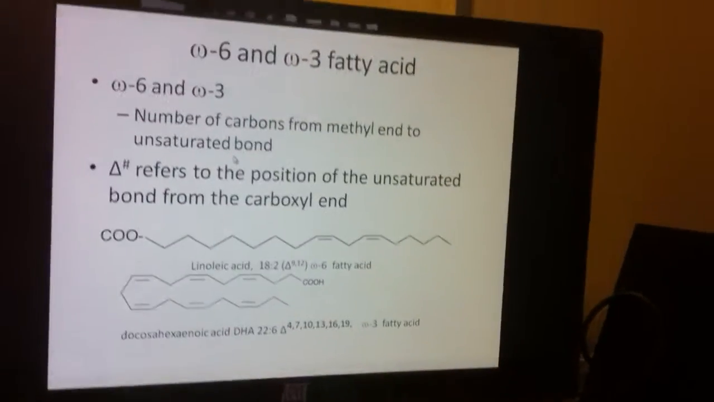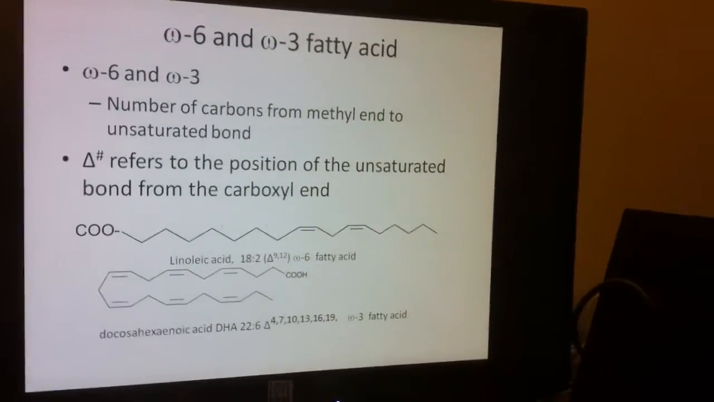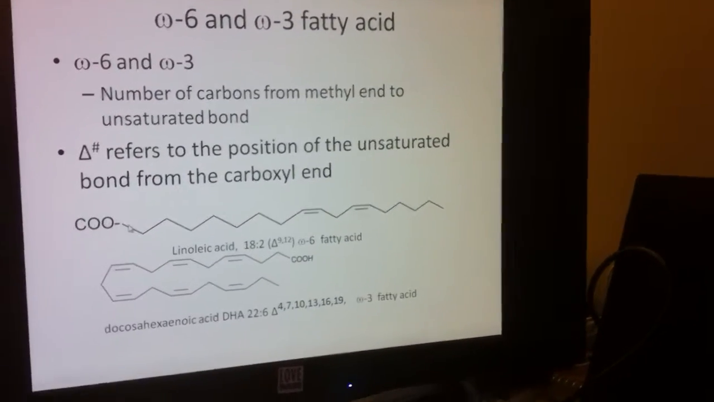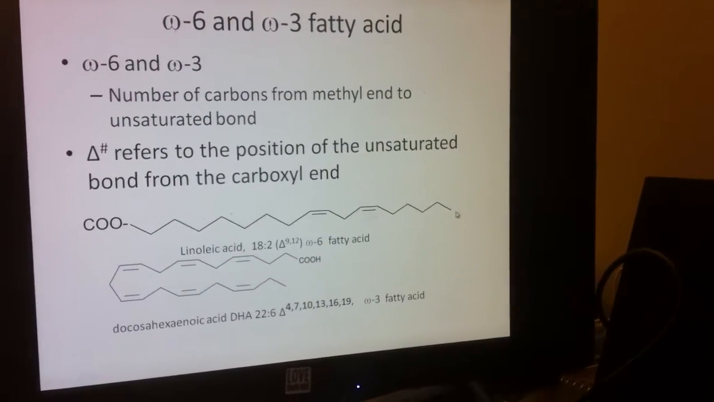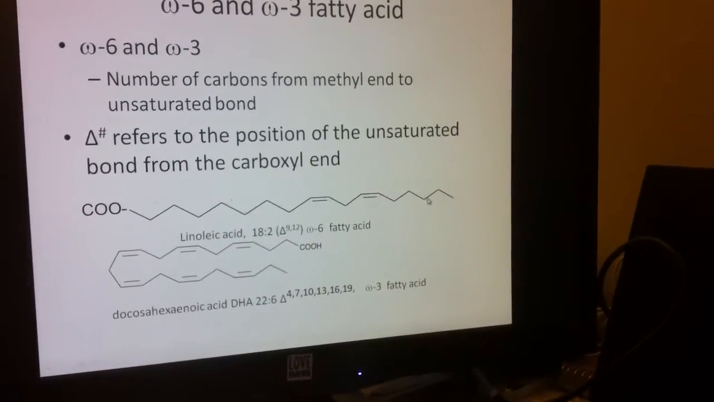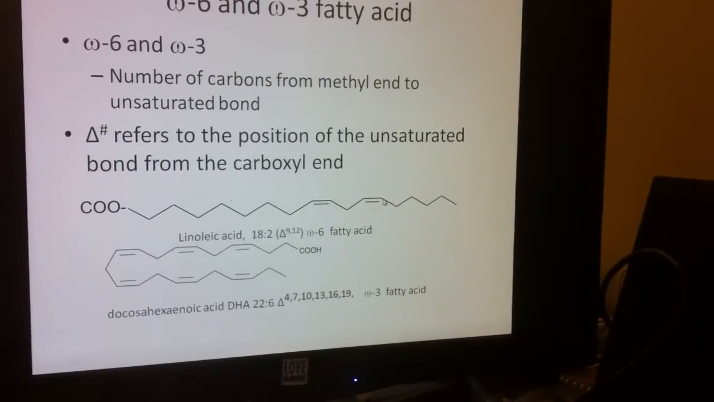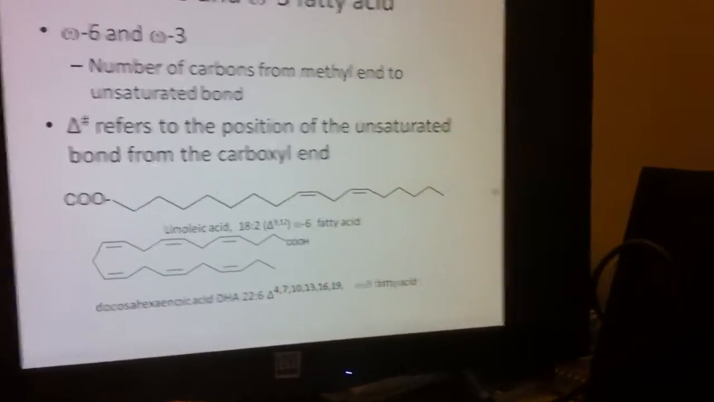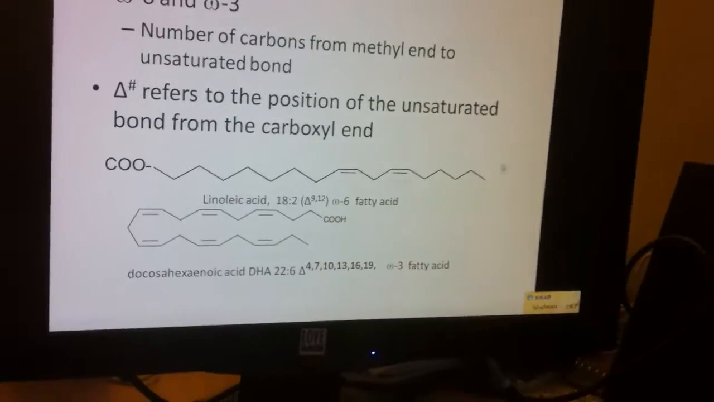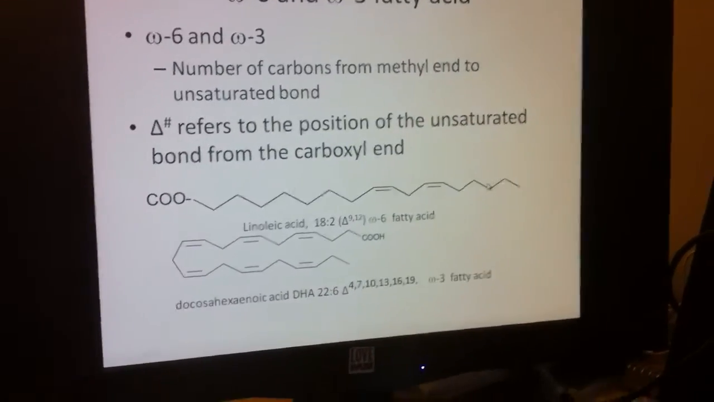And we also talked about how to identify omega-6 and omega-3 fatty acids, right? It's not from the COOH end, it's from the methyl end. If it is 6, we say omega-6 fatty acid. If it is 3, we say omega-3 fatty acid, right? Okay, thank you.